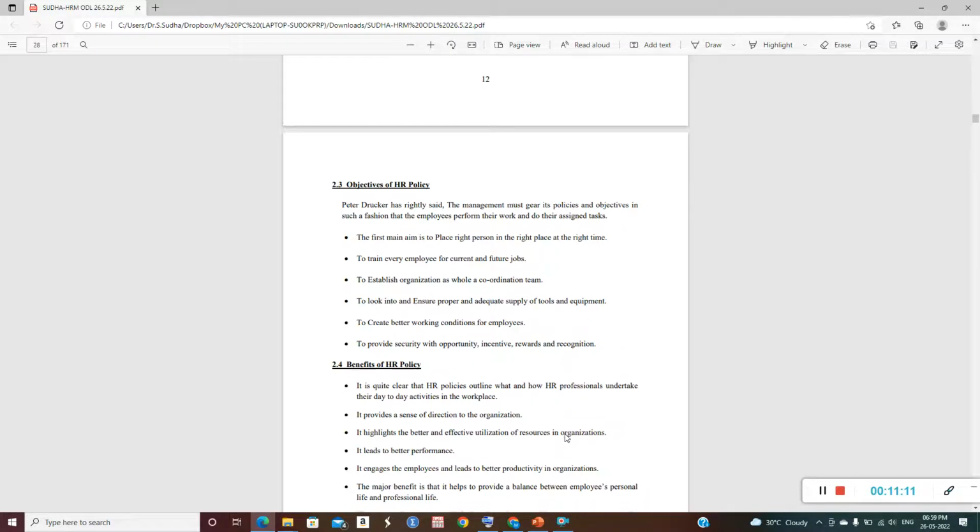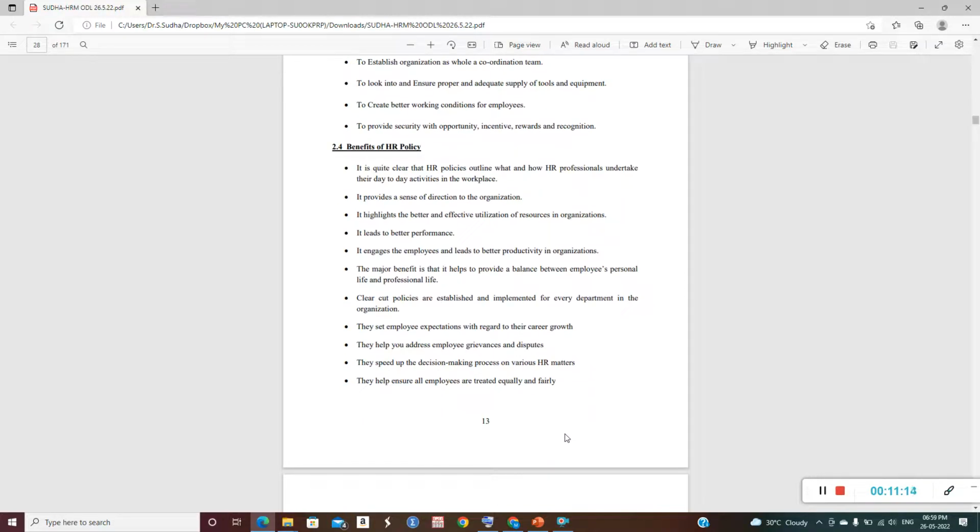So the benefits. The major benefits of HR policies: it is quite clear that HR policies outline what and how HR professionals undertake their day-to-day activities in the workplace. It provides a sense of direction to the organization. It highlights better and effective utilization of resources in organizations. It leads to better performance. It engages the employees and leads to better productivity. The major benefit is that it helps provide a balance between employees' personal life and professional life.